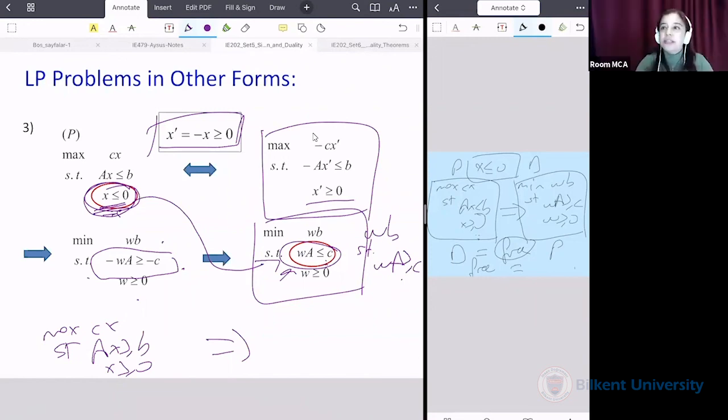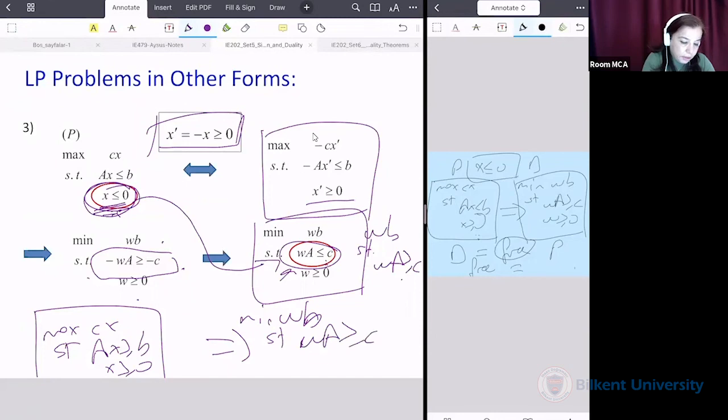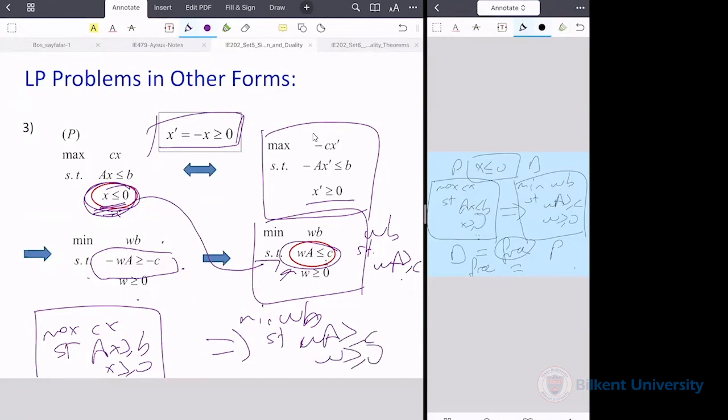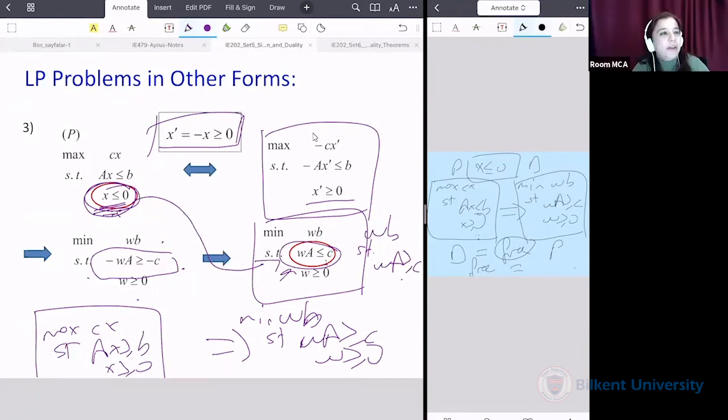So you're saying that if my problem is reverse canonical form, nothing will happen. I'll still have minimizing WB subject to WA greater than or equal to C, W non-negative. Is that what you're proposing? Yes. Okay, who agrees? Yes, Egeman, thank you very much.